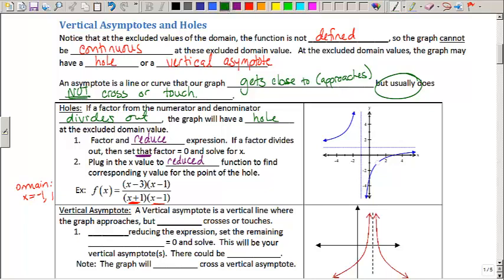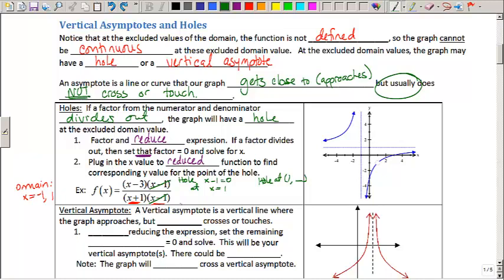So let's take a look at the function. Notice we have an x minus 1 factor in the numerator and an x minus 1 factor in the denominator. They are going to divide out. Because they divided out, that's going to create a hole. And I set the factor equal to 0 to find out where the hole is. So we have a hole at x equals 1. So I have a hole at 1 comma some value. How am I going to figure out what that other value is? Well, step 2 says plug in that x value to the reduced function.